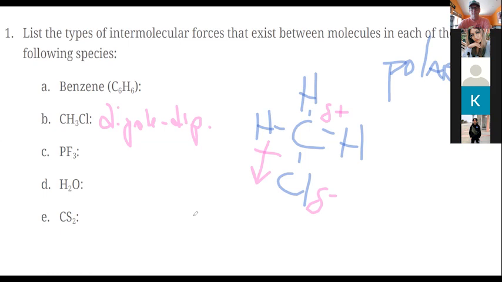Dispersion. We always have dispersion. There you go. Yes, always. So whenever you have a question like this, list the types of intermolecular forces. Always put dispersion down first, because you'll never be wrong, because that interaction is always present. So you can always do that. But then on top of that, you can do other things. So the two for chloromethane would be dispersion, because that's always there, and then dipole-dipole.